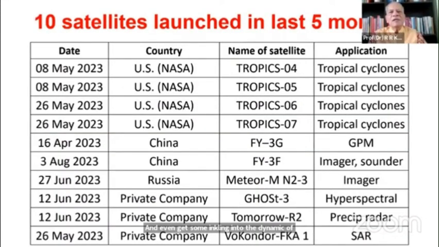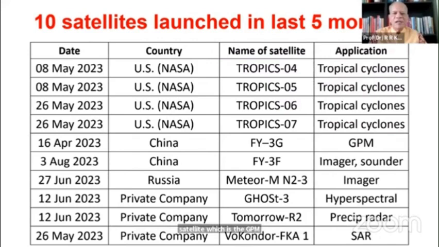It's interesting to know that in the last 5 months, almost 10 satellites have been launched to monitor weather and climate. It's good for us. And in the month of May this year, the US NASA launched 4 satellites in the tropics series, which will give us information on tropical cyclones. In April, China launched FY3G satellite, which is a GPM constellation member. It will give us information on precipitation.